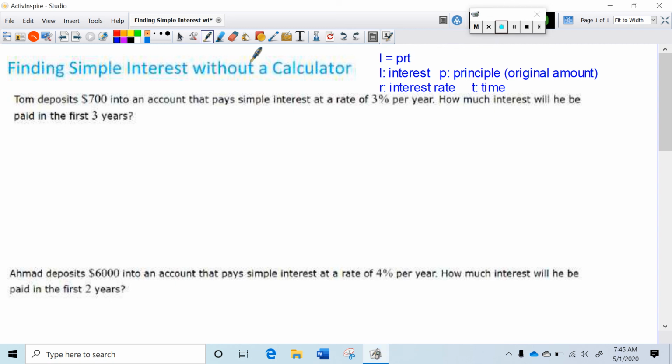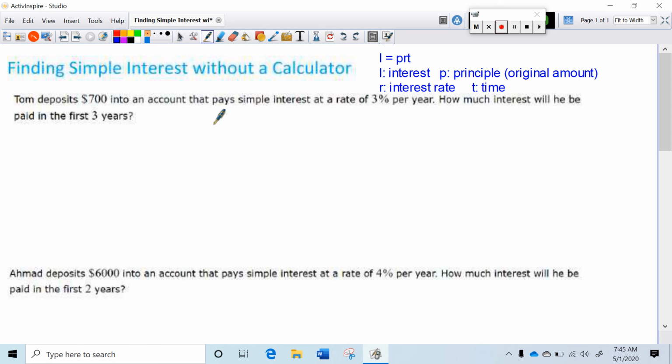For the simple interest formula, there is a formula for simple interest. It's I equals PRT. I means interest, P means principal, which is the original amount, R means interest rate, and T means time, and time is in years. It's called simple interest because it's simple. In other words, you don't really need to memorize this formula. If you just remember, simple means just multiply everything together, because that's really what it just means.